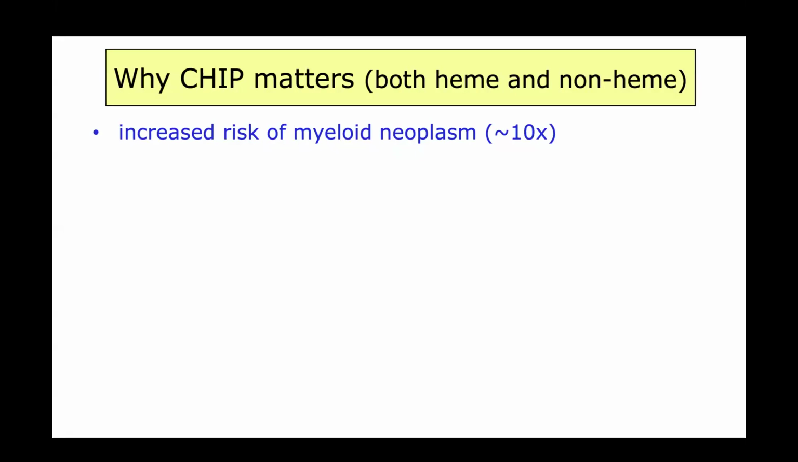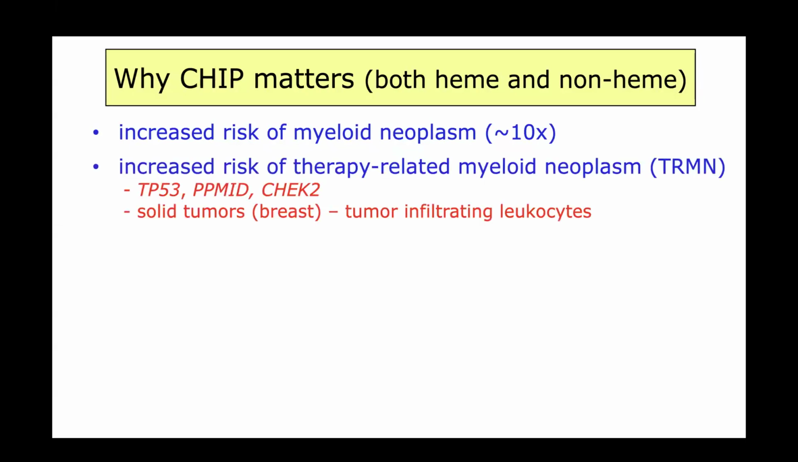As mentioned a few times now, there's an increased risk of myeloid neoplasms in patients with CHIP, although the majority of patients will not progress. And there's an increased risk in particular of therapy-related myeloid neoplasms, in particular in patients who have CHIP of these 3 genes, TP53, PPM1D, and CHEK2, all involved in DNA repair.